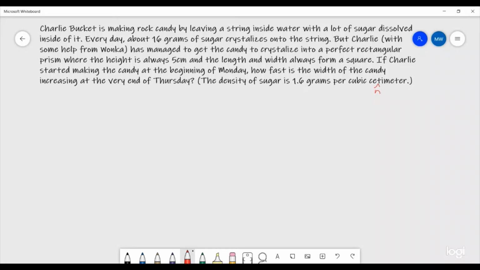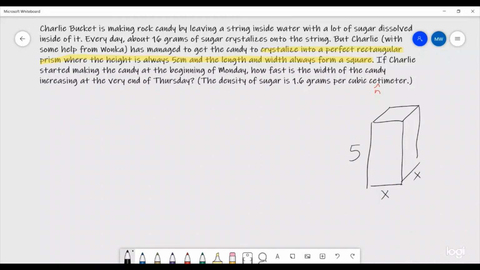Alright, the first way that I would do this is I would start to draw a picture of what we are trying to do. So we have a candy that is crystallizing in a perfect rectangular prism where the height is always 5 centimeters and the length and width always form a square. So that gives us quite a bit of information to be able to start to draw a picture. So we know that it's going to be something like this, where the height is always 5, and we know that the base is always the same, so x and x.